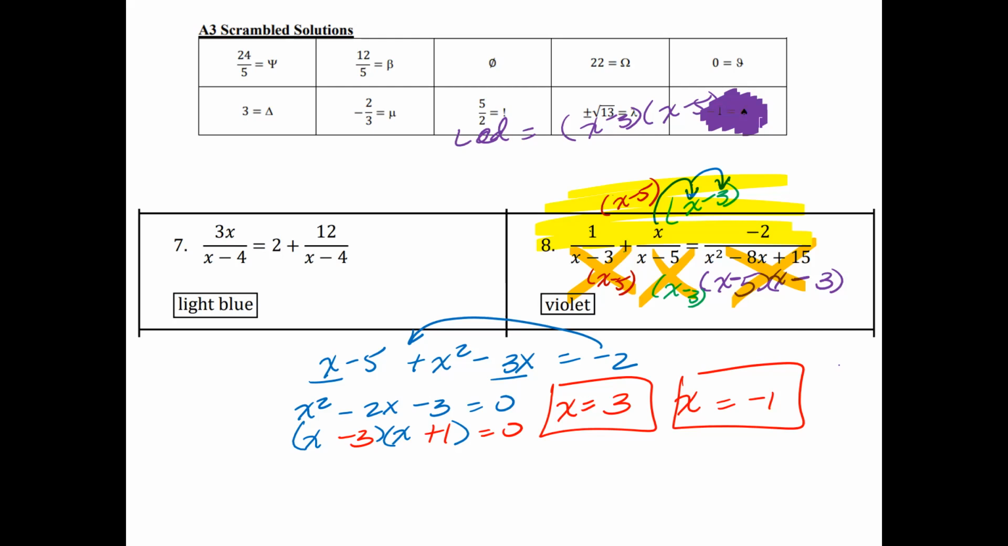Now, some of you guys are moving ahead, which is great. If you already did number 7, you can color it light blue. If you would like to take it home and finish it and then turn it in next class tomorrow, that's fine. Or if you are ready to turn it in, you're welcome to turn it in right now.